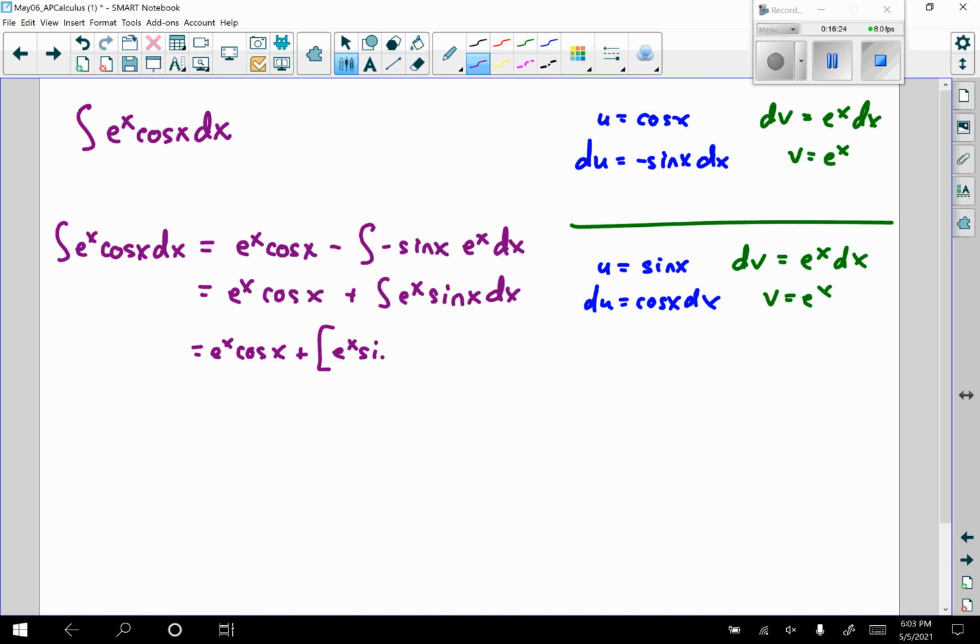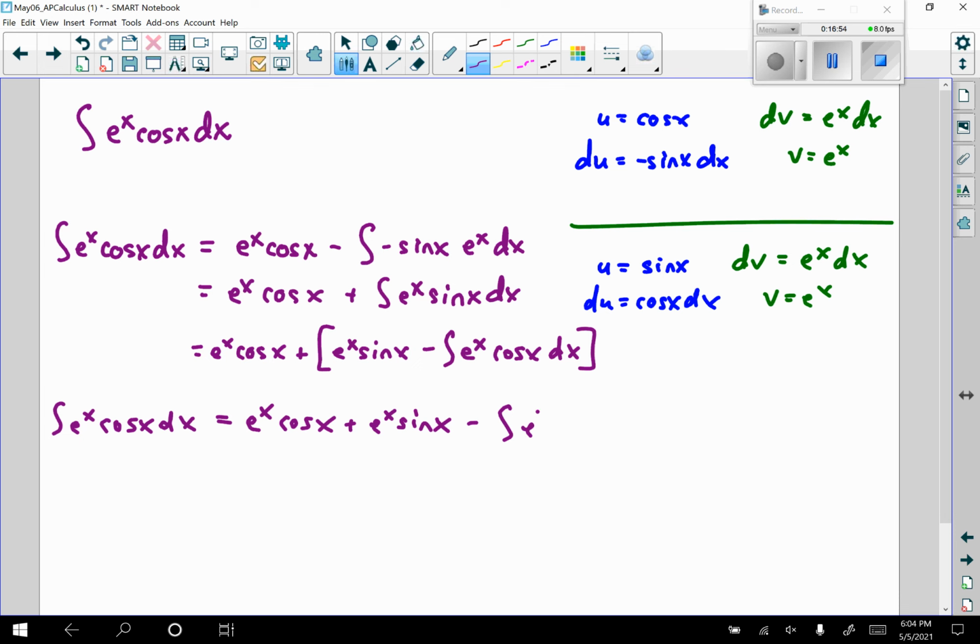So we'll have e to the x sine x. Now it looks like those terms are just switched around from the last way that we did it. And then minus the integral of e to the x cosine x dx. And it looks like we reached that duplicate again. So then we would have the integral of e to the x cosine x dx is going to equal e to the x cosine x plus e to the x sine x minus the integral of e to the x cosine x dx.